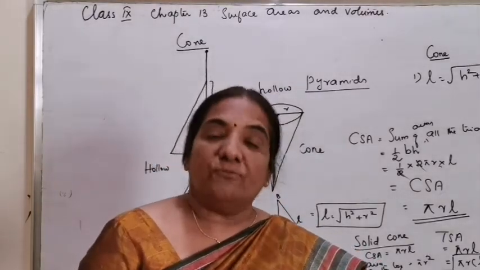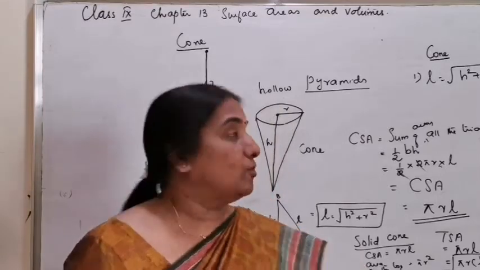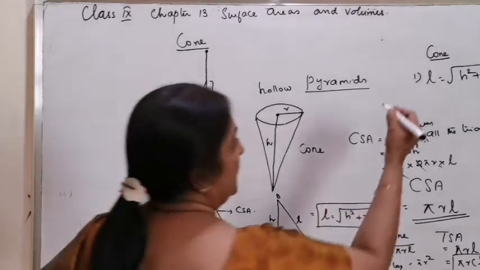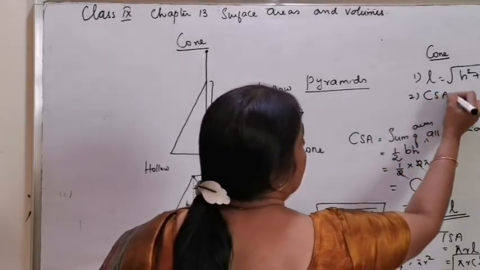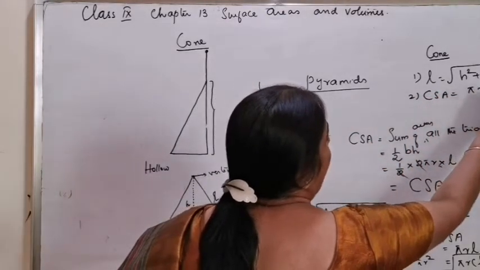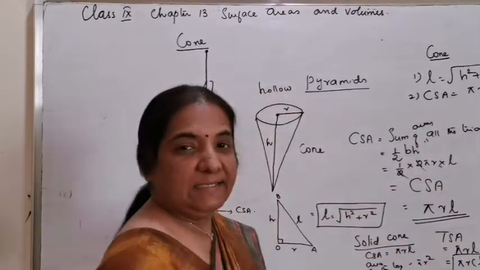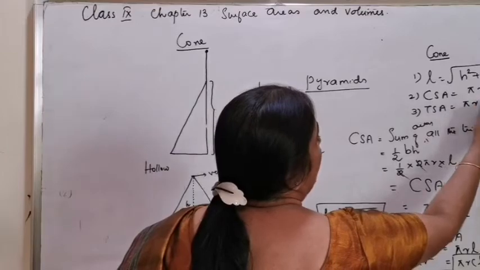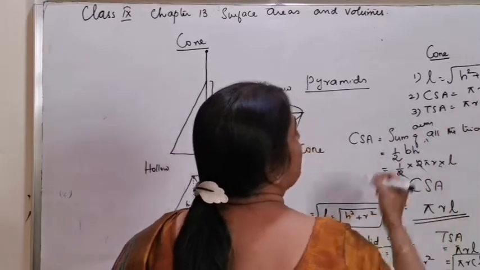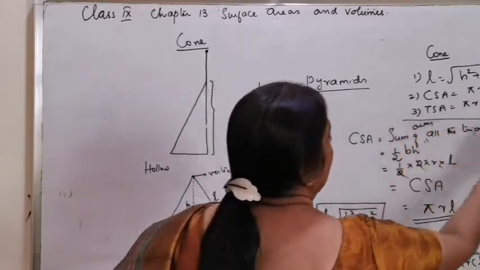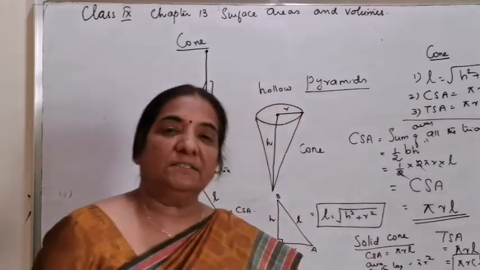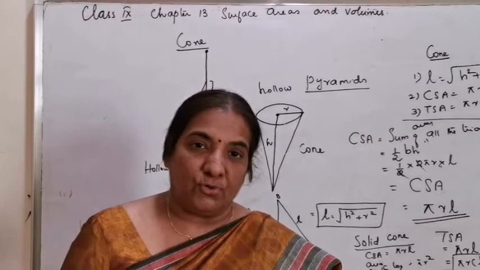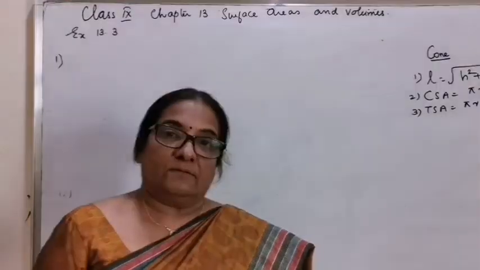First one, the formula for the slant height of a cone is square root of h square plus r square. Curved surface area is pi r L, where L is the slant height, and the TSA of a cone is pi r into L plus r. So these are the formulas to be learned for cone, and the next exercise follows with these formulas.